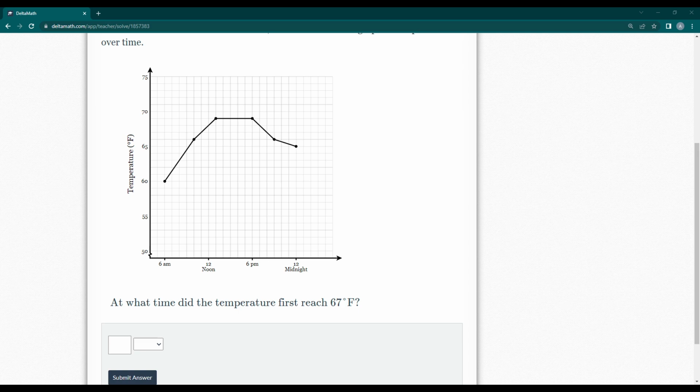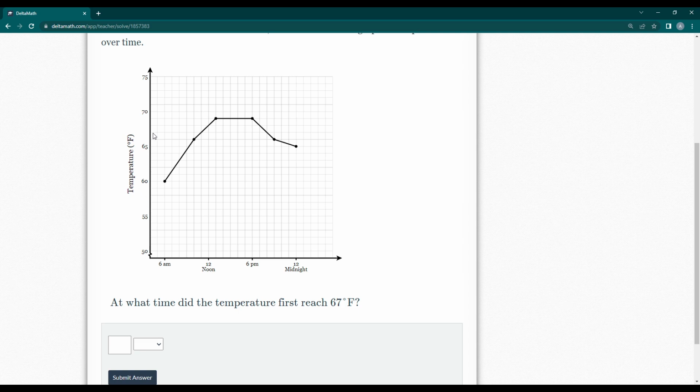So what I'm going to do is go on the y-axis, which I know you can't see my mouse. Let me see if I can edit that real fast live. I mean, it says capture cursor, so I don't know why it's not showing up. But there it is. So we're going to go up to 67.